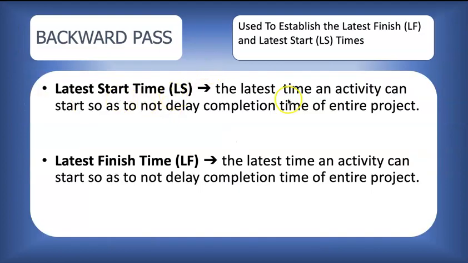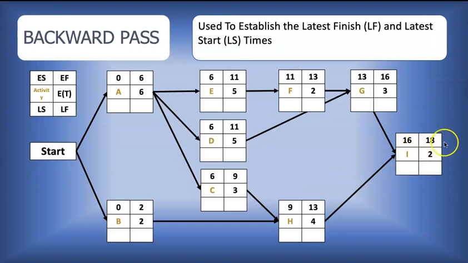The latest start time is the latest that we can start the activity without causing the entire project to be delayed. And the latest finish time is the latest that we can finish the activity without causing the entire project to be delayed. So we should remember that this project will be completed in 18 weeks. So we are saying how late can each activity be started and finished without causing us to go over this 18-week completion time. Right, that's our goal.